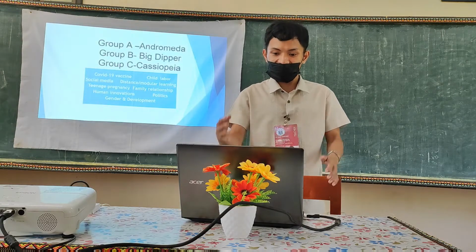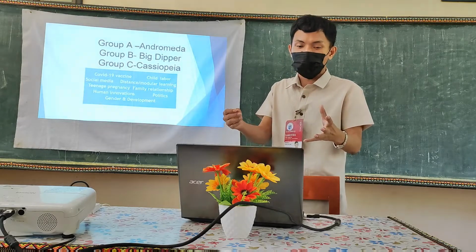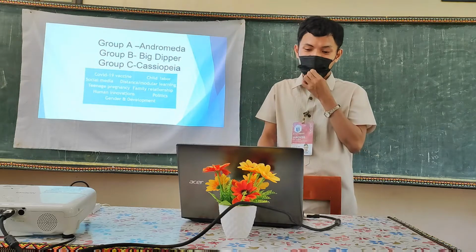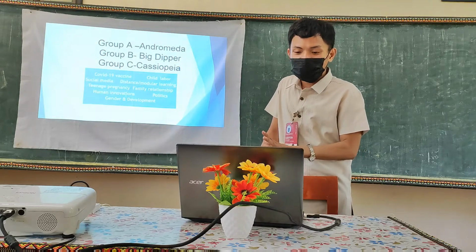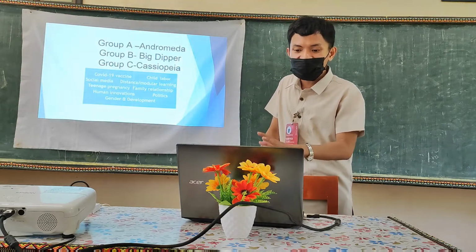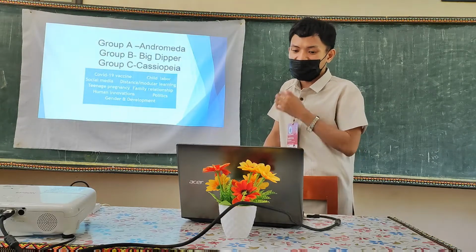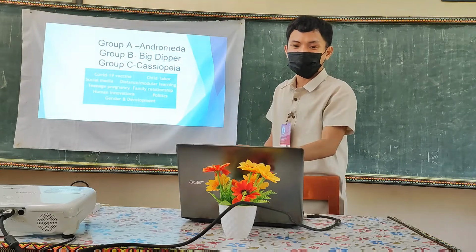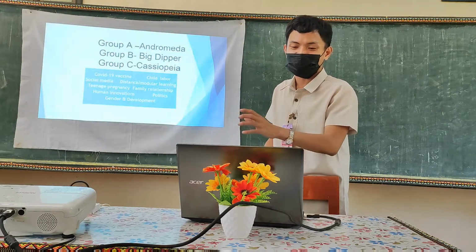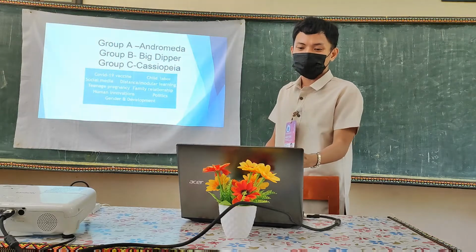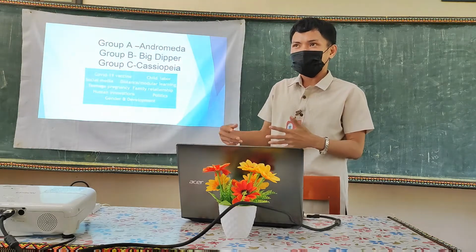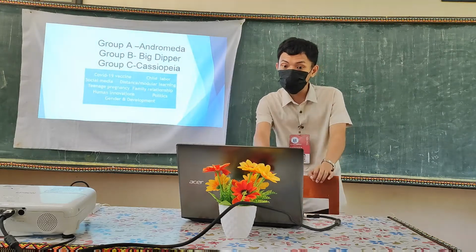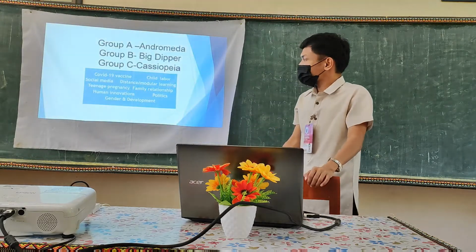So I have here the taxonomy or the name of the groups that will be used in that activity. So group A will be named Andromeda, group B will be named Big Dipper, group C will be named Cassiopeia. So I will let them know what these names are. Andromeda, Big Dipper, these belong to jargons in science. So here is the box now.